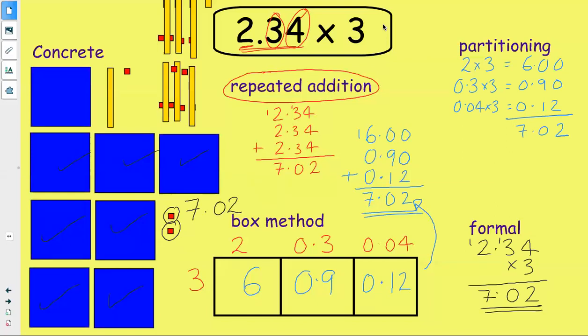Okay, that's several different ways of multiplying a decimal by a whole number. Just in the next slide, there's some questions for you to do. Give them a little try. And then you can speak to your teacher if you're not too sure. So I'll just flash them up now.